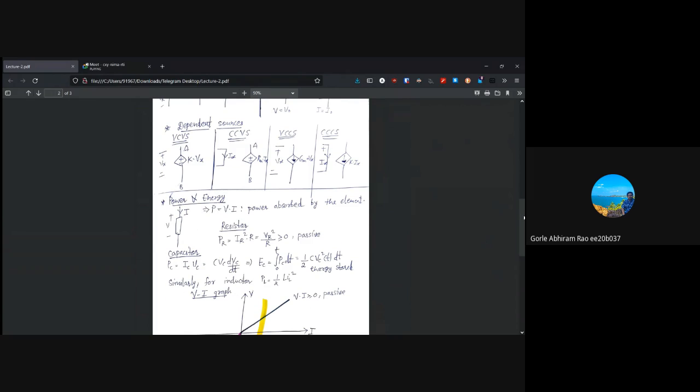Dependent sources are those sources for which the potential or the current will depend on some other parameter within the circuit. It could be from another circuit too, but let's say in some part of the circuit the potential difference is Vx. First we'll study the voltage controlled voltage source. If the potential difference across this voltage source is dependent on the potential in some other part of the circuit, like Vx, and the potential difference across this voltage source is k into Vx, then this will be a voltage controlled voltage source.